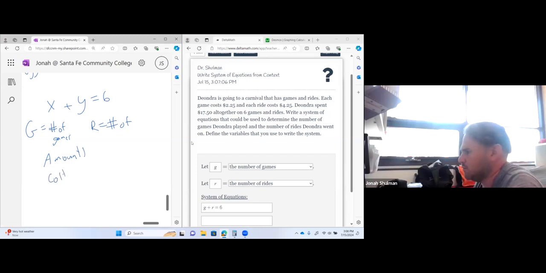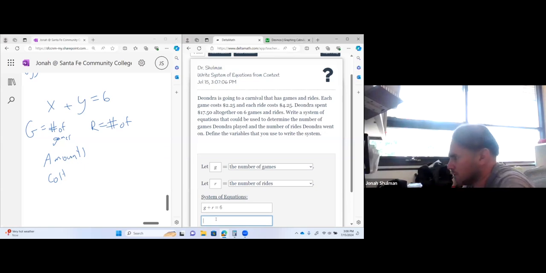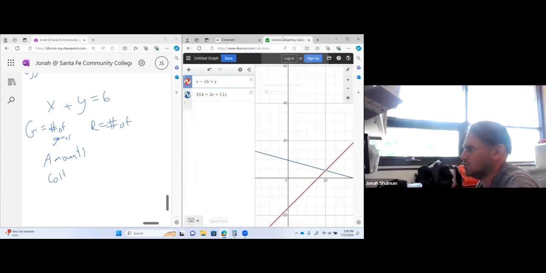And now we have to do the money. So the money one is going to be, it's 2.25 per game, 2.25G plus 4.25R equals how much it cost? Equals 17.50. I know that one was easier, but I just had a couple mistakes, so I might as well just show you them.